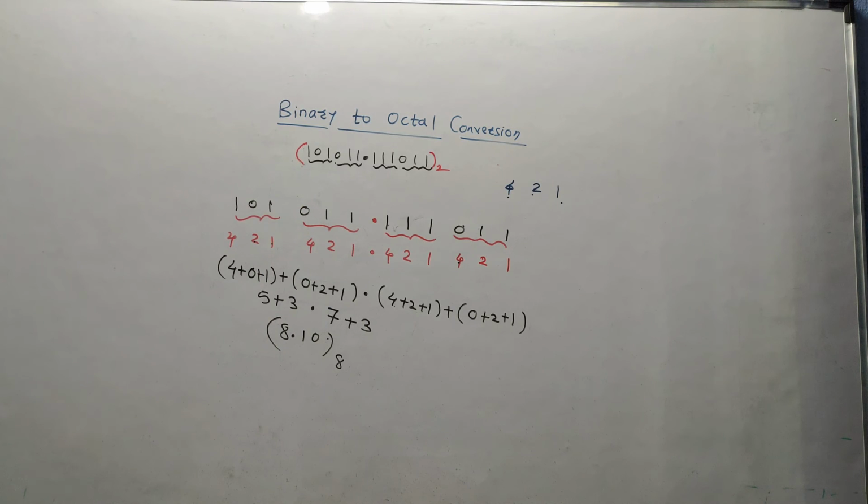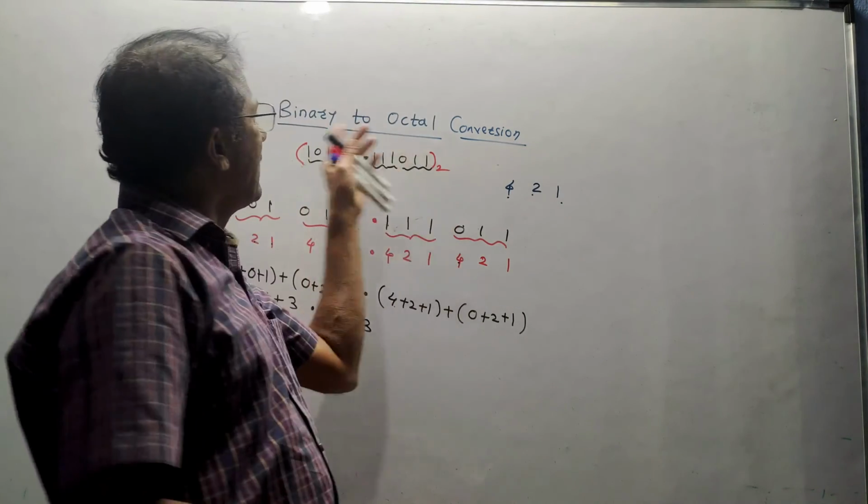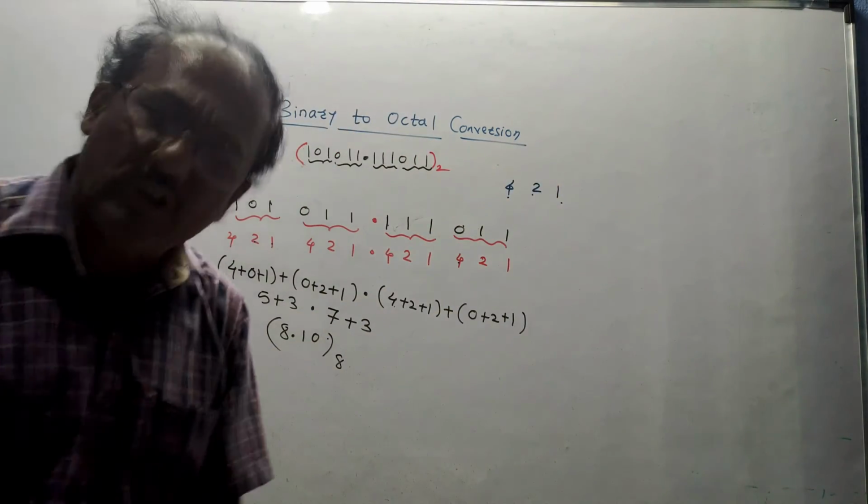So the final answer I have got is 8.10 to the base 8. So this is the way how you can convert any binary number into the octal number.